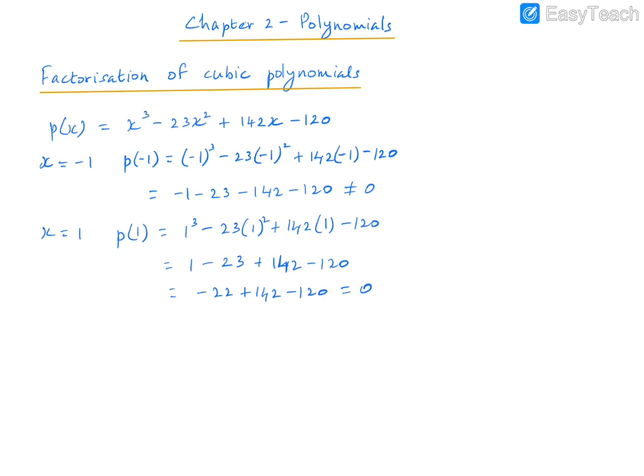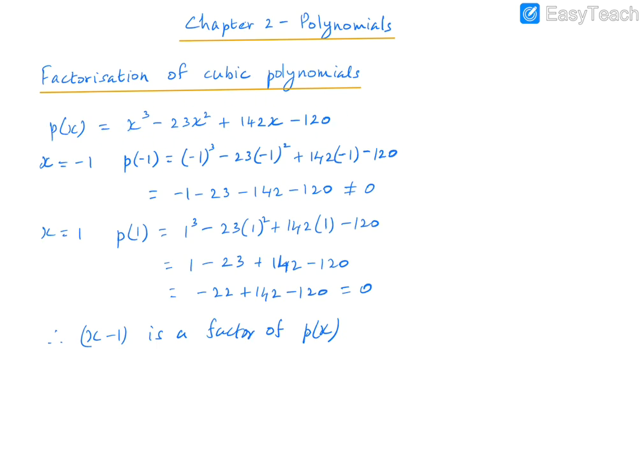Since x equal to 1 is a zero of the polynomial, we can say x minus 1 is a factor of this p of x. I'm not going to write out the expression for p of x again. So x minus 1 is one of the factors of this polynomial.